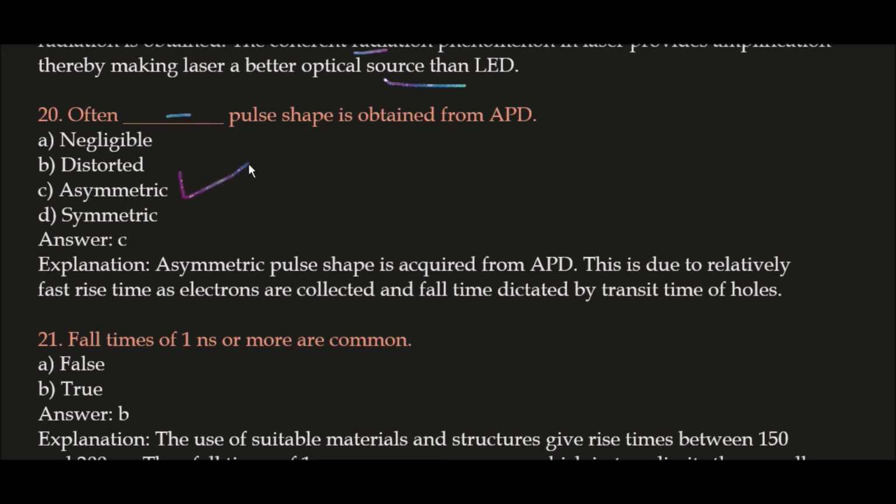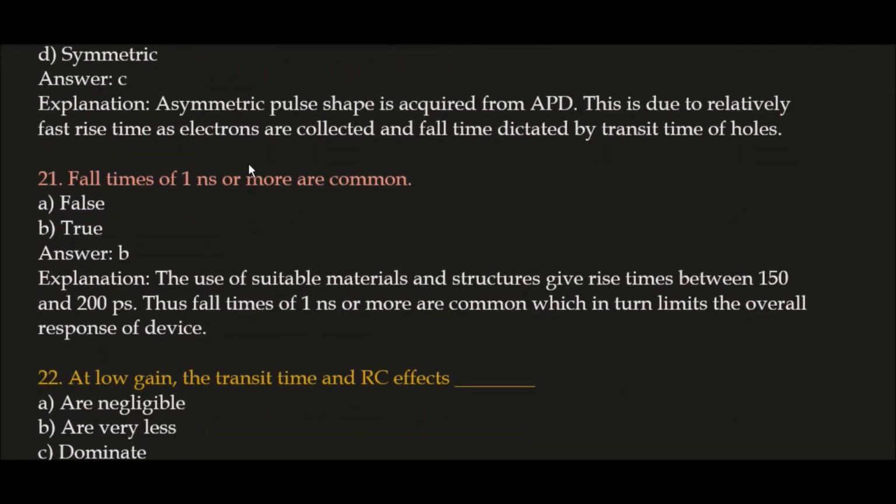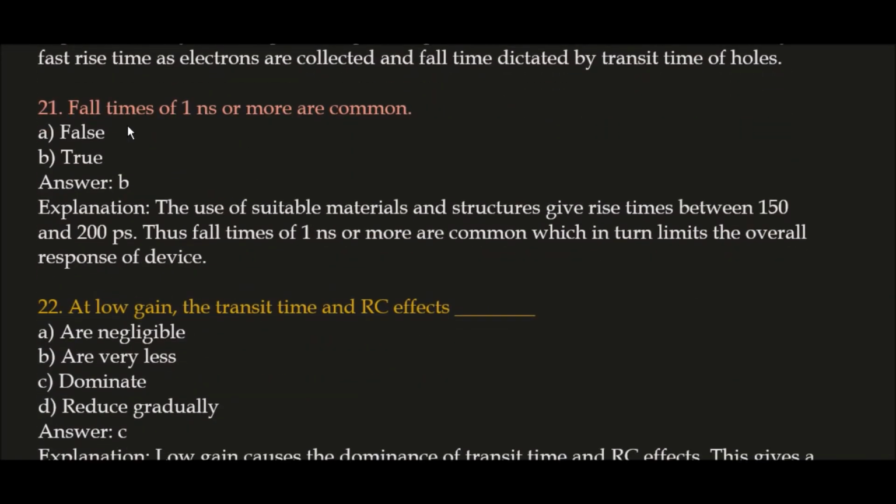Often asymmetric pulse shape is obtained from APD. This is due to a relatively fast rise time as electrons are collected and a fall time dictated by the transit time of holes. Okay. Next question. Fall times of 1 nanosecond or more are common. Is this true or false?